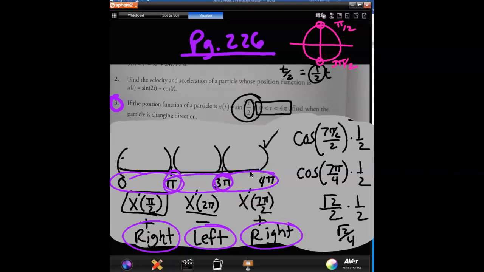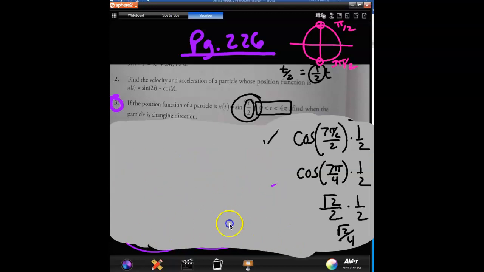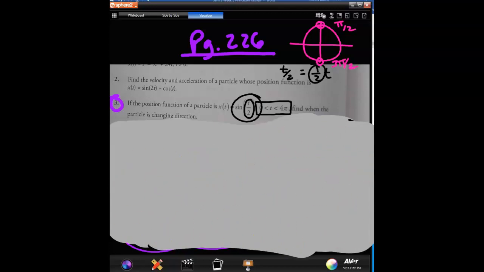Okay, so now the trigonometry here was probably a little bit distracting to you guys. I don't want you guys to get distracted by the trigonometry. I want you guys to focus on the process, okay? So the process was a 3-step process. Step 1 was to find your derivative. Step 2, set it equal to 0 and solve. Step 3, number line test.